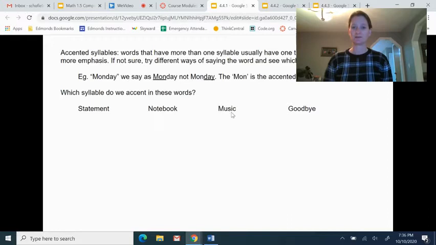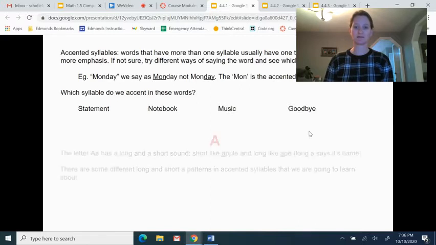Now for the word music. When I say music, the mu is the piece that has more emphasis. Okay? And what about goodbye? When I say goodbye, the bye has more emphasis. I'm saying the bye syllable more strongly than the good syllable. So each word has a slightly different emphasis on different syllables.